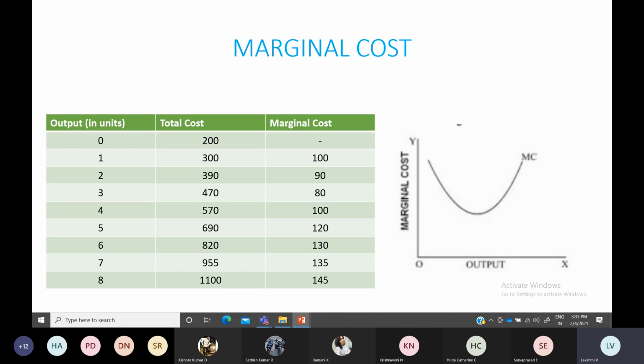So in the production process, at the 0th unit, how much total cost you are incurring, and if you are producing the 1st unit, how much total cost you are incurring, the difference between the two will give you the marginal cost. So the marginal cost curve, how you are obtaining it: it starts to decline initially from 100, 90, 80, then again after a certain minimum point it starts to increase. So that's what it is, a U-shaped curve. So marginal cost is a U-shaped curve.